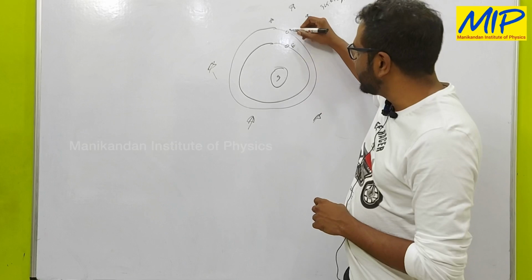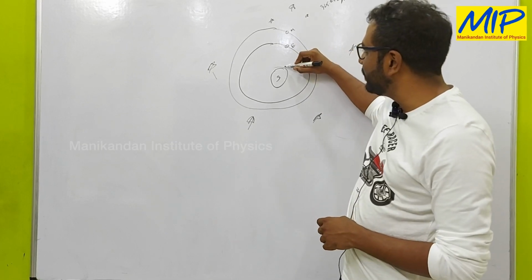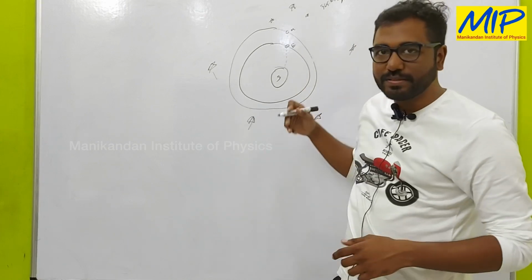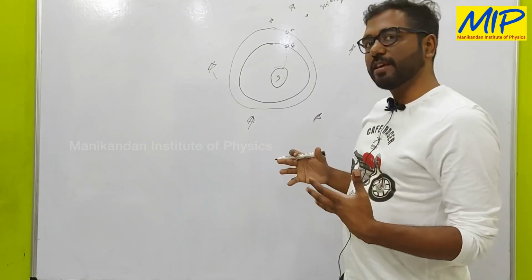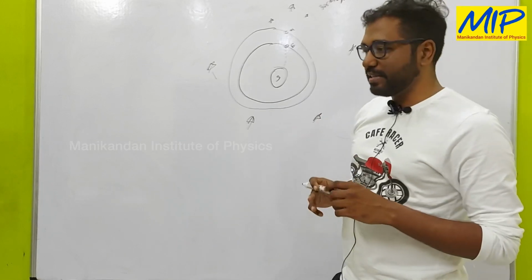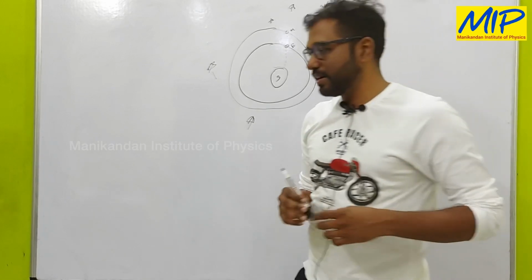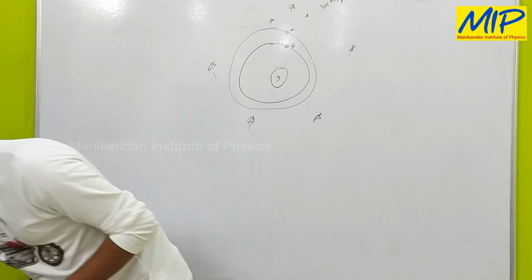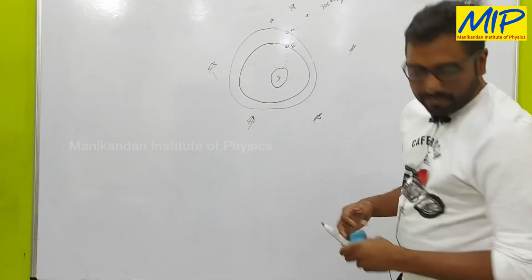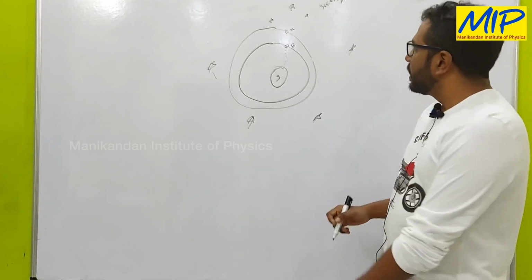So opposition is exactly how I have drawn here. If you see the Sun, the Earth is right between Sun and Mars. So at midnight, Mars would be right above you. And there is another concept. Okay, well, before I jump to that.